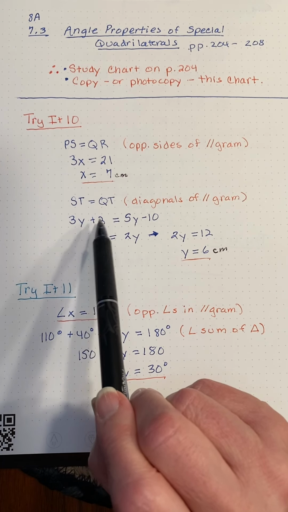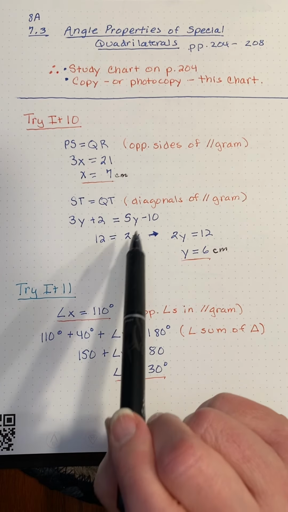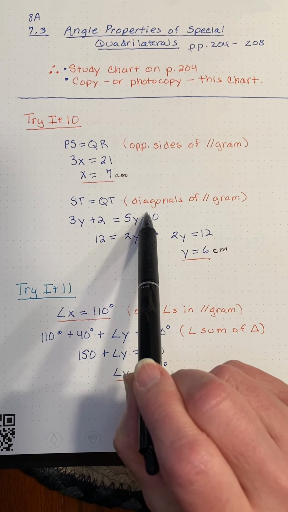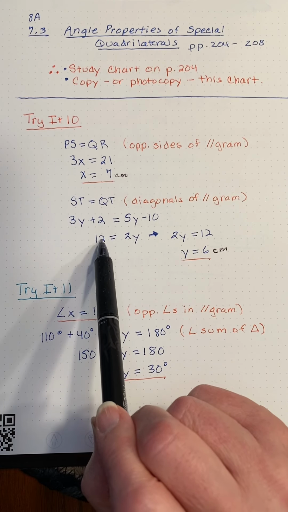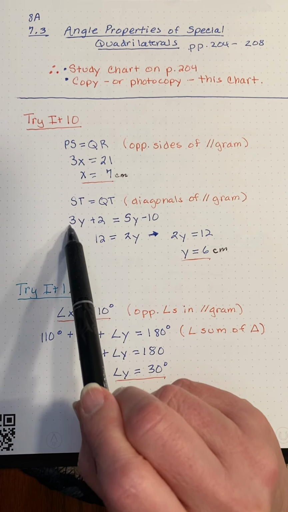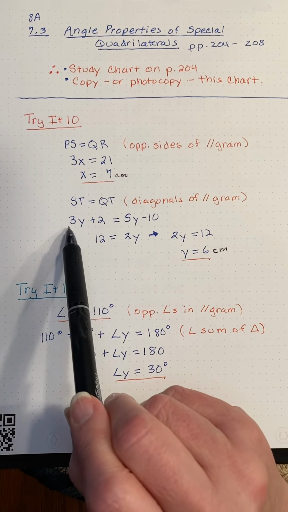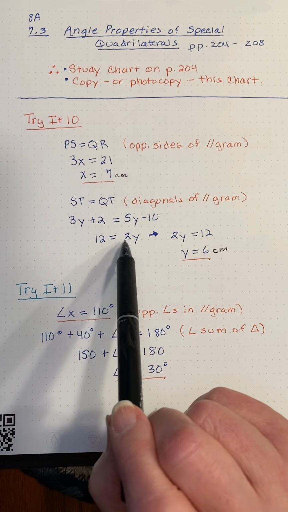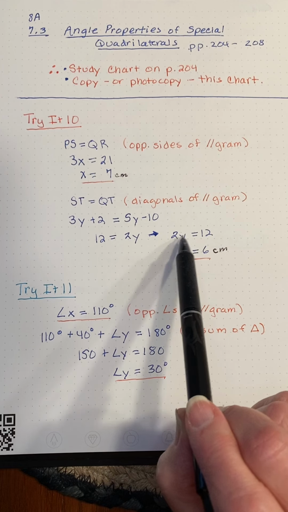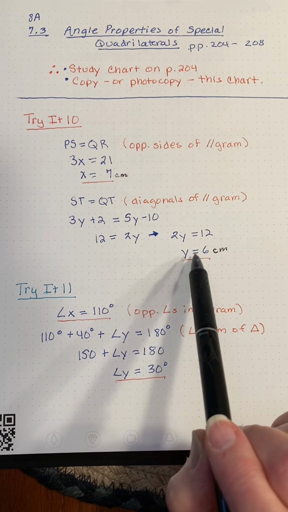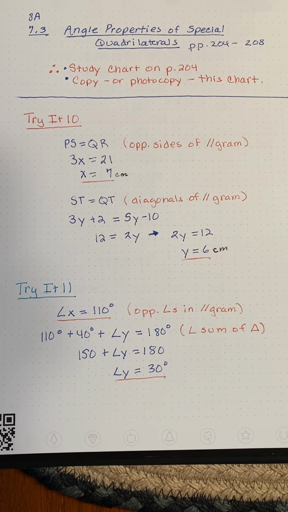Therefore, 3y plus 2 equals 5y minus 10. Now I'm just going to solve down to y. I want to keep everything positive, so I'm going to take my negative 10 and add 10 to each side, leaving me with 12. And then, of course, since I brought this over to this side, I have to take my y to the other by subtracting 3y from each side. So 12 equals 2y. And then I just flip it because I like my letters on the left. 2y equals 12. I solve for y equals 6 centimeters. So the math was pretty easy once we figured the setup.